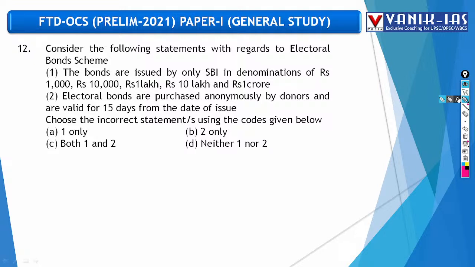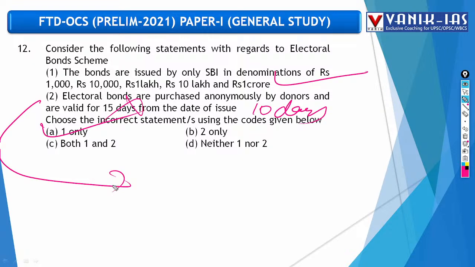The second statement is that electoral bonds are purchased anonymously by donors and valid for 15 days. It is not 15 days, it is 10 days. And yes, State Bank is authorized to issue bonds of 1,000, 10,000, 1 lakh, 10 lakh, and 1 crore. So the first statement is right and the second is wrong, so the answer is one only. For 10 days, a political party can encash them.